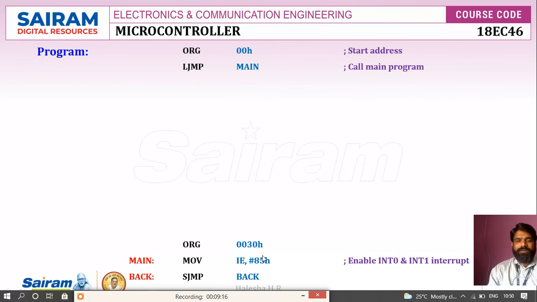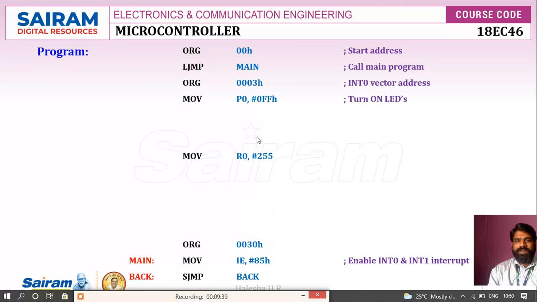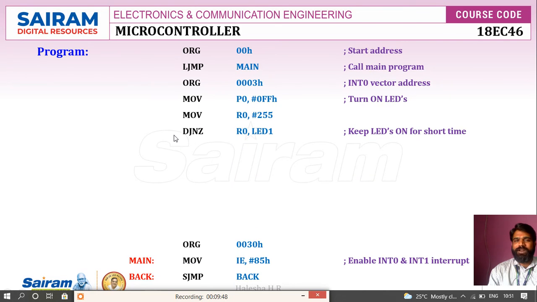Now whenever external interrupt 0 occurs, it will come to the address 0003H, the interrupt 0 vector address. Here we need to make all the LEDs which are connected to port 0 on by copying 1s. So MOV P0, #0FFH. Turn on the LEDs and then wait for a while. So MOV R0, #255, and DJNZ R0, LED1 comes here only. Just wait for a short time, and return. Return means it will come back to the main program, and it keeps on.